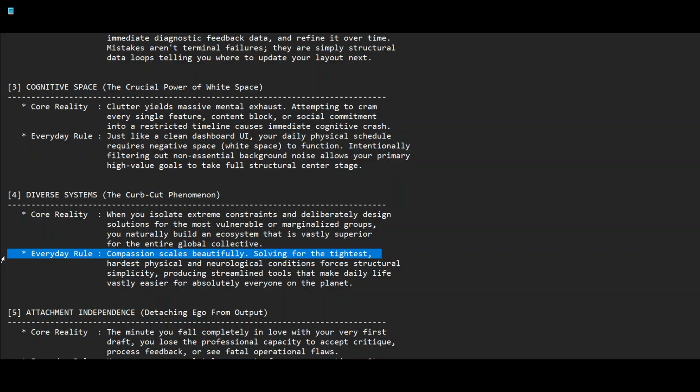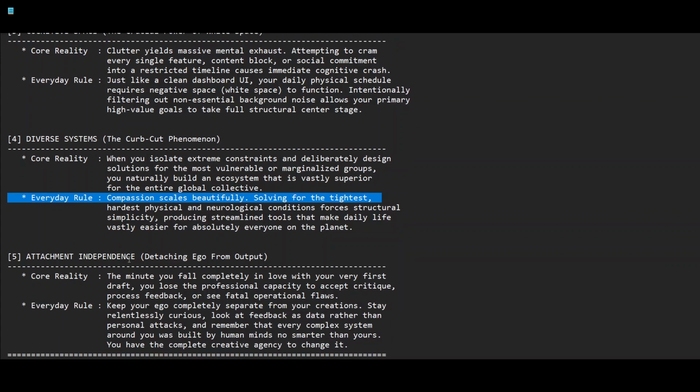Designing for the underrepresented ones. Okay, so solving for the tightest, hardest physical and neurological conditions forces structural simplicity, producing streamlined tools that make daily life vastly easier for absolutely everyone. And then the fifth topic, attachment independence, detaching ego from output.